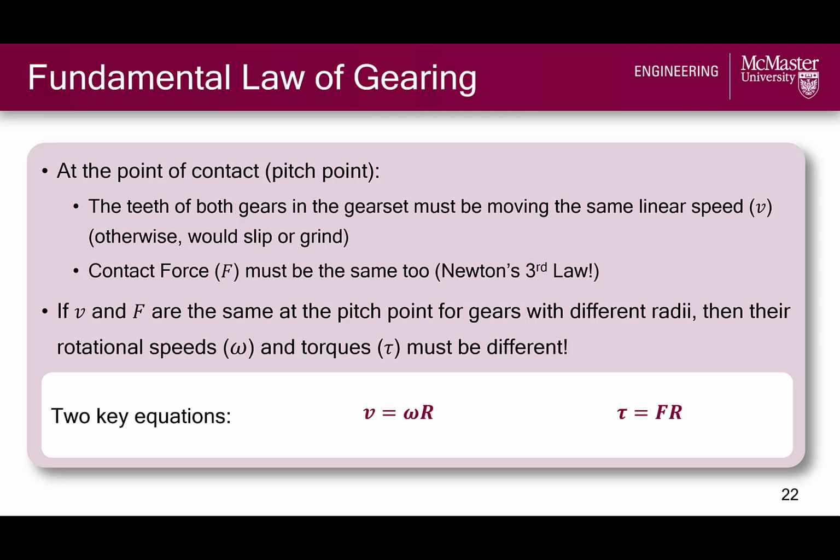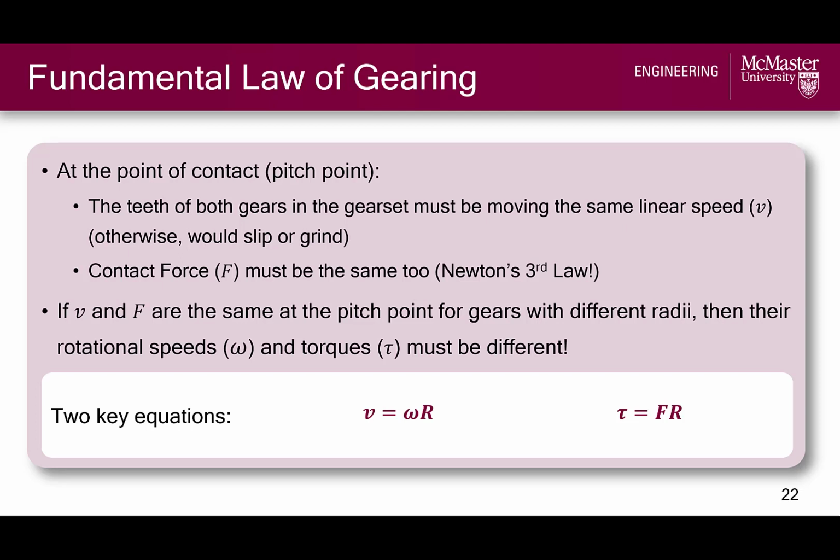With this terminology and variable definitions out of the way, we can now get to the fundamental law of gearing that explains how gears can increase or decrease torque and rotational speed. This fundamental law of gearing is based on the fact that at the point of contact between two meshing gears in a gear set, the teeth of both gears must be moving at the same linear speed. If the linear speed was different, the gears would slip or grind, which would lead to deformation and ultimately to failure.